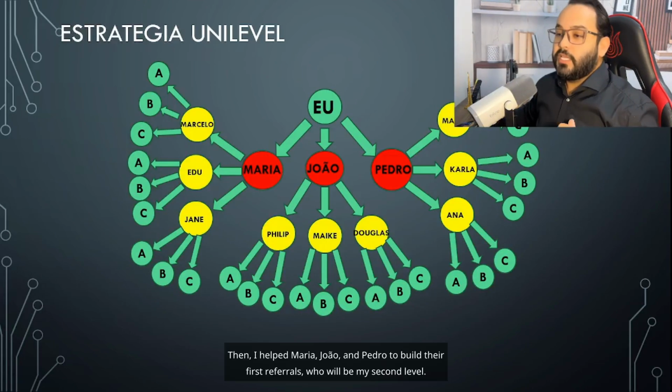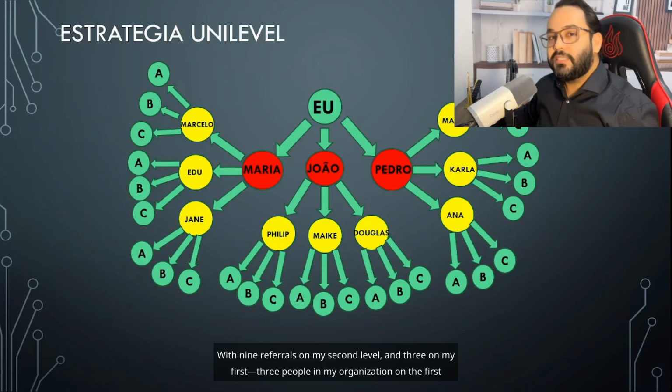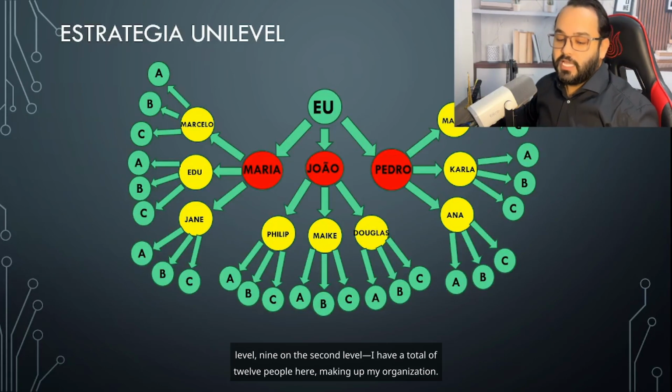Then I helped Maria, Joao, and Pedro to build their first referrals, who will be my second level. With 9 referrals on my second level and 3 on my first, 3 people in my organization on the first level, 9 on the second level, I have a total of 12 people here making up my organization.